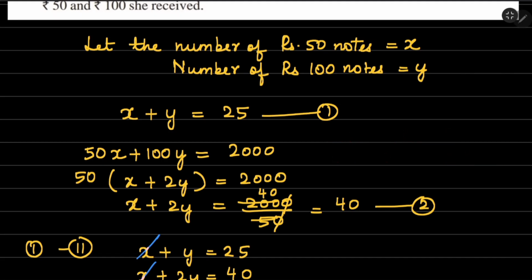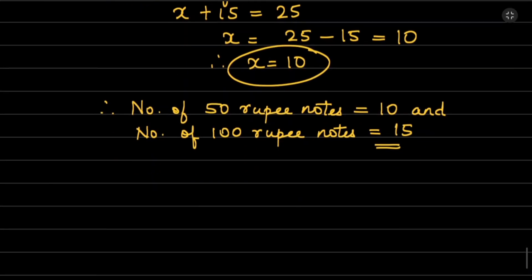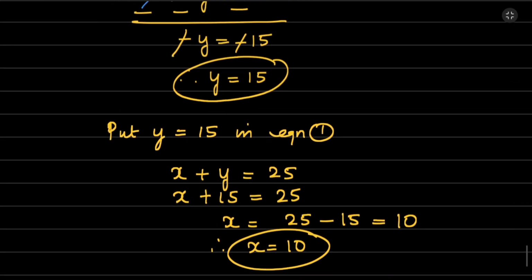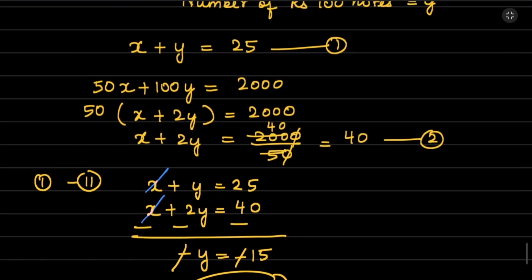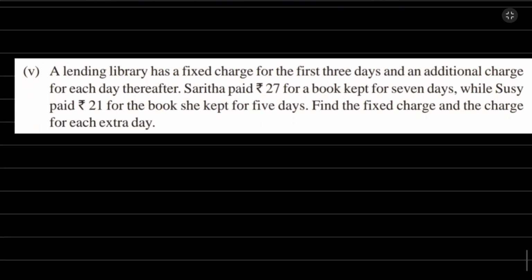So you have just calculated what X and Y are using the elimination method. I hope you understood. So if the numbers are changed also, you should be able to do similar questions. Okay, let's move on to the last question.